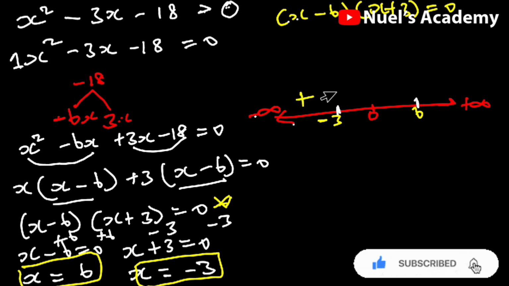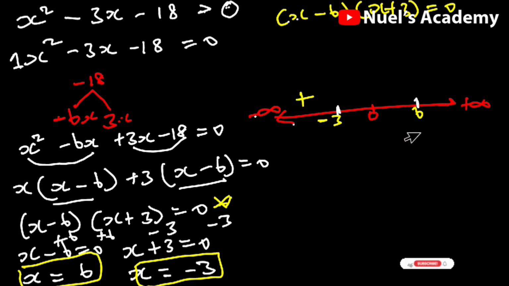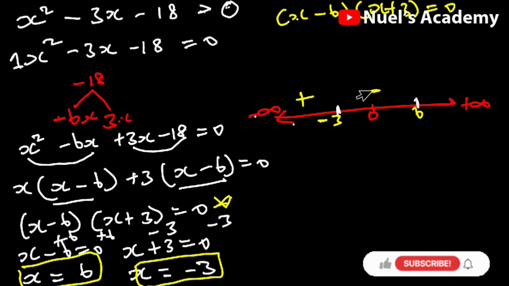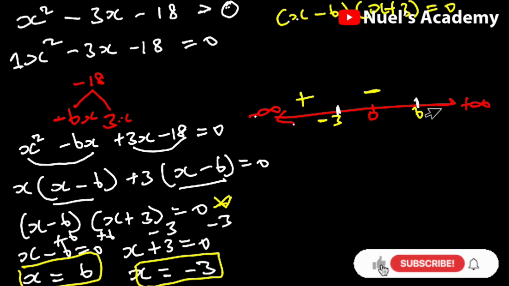So we're going to write a positive sign here. Now let's pick a number that's between negative 3 and 6. So let's pick 0. So 0 minus 6 is a negative number. Then 0 plus 3 is going to give us a positive number. So negative times positive is equal to negative. We're going to write negative here. So let's pick a number that's between 6 and infinity. So let's pick 8. 8 minus 6 is going to give us a positive number. Then 8 plus 3 is going to give us a positive number. Positive times positive is equal to positive.